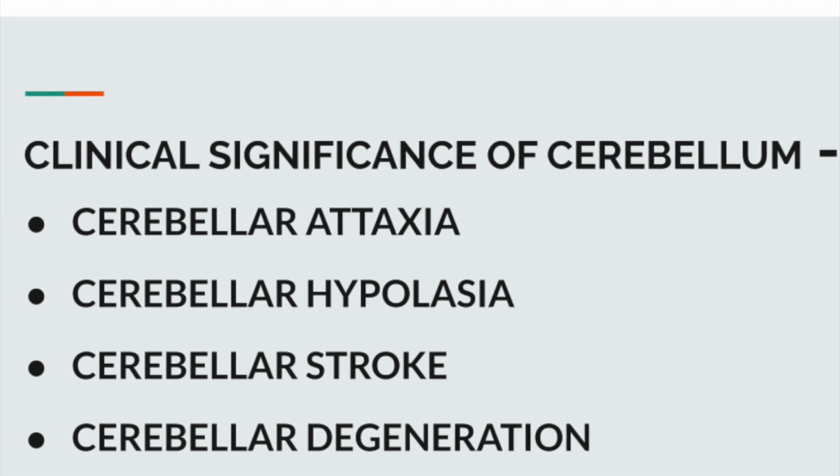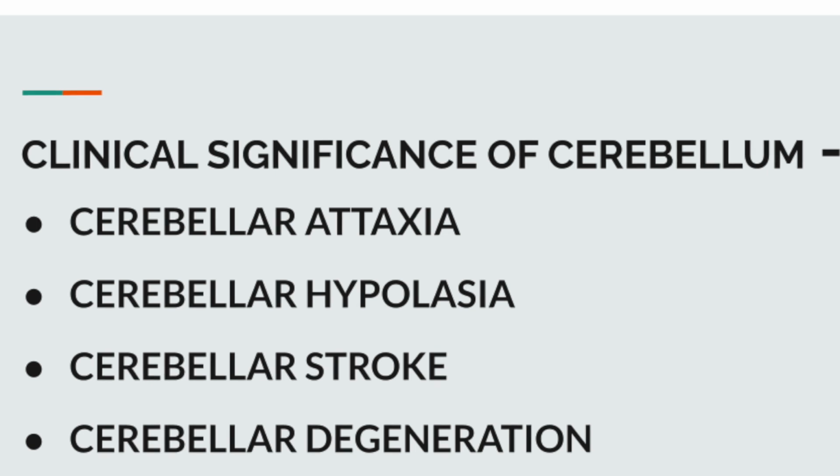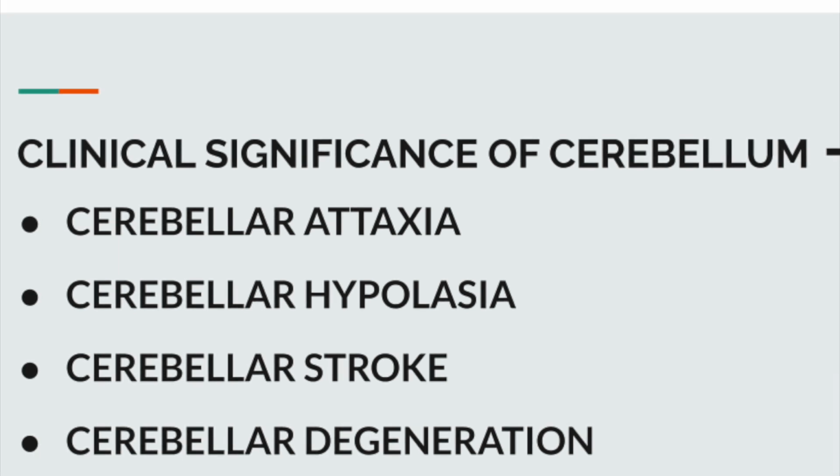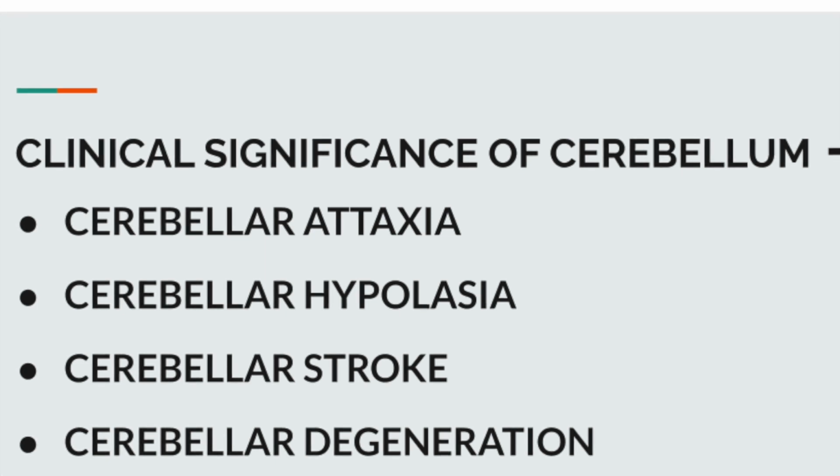Next is cerebellar degeneration. Progressive loss of cerebellar neurons and atrophy of cerebellar structures can occur in neurodegenerative diseases such as spinocerebellar ataxias, multiple system atrophy, and cerebellar cortical degeneration. This condition often manifests with ataxia, dysarthria, and other cerebellar symptoms.